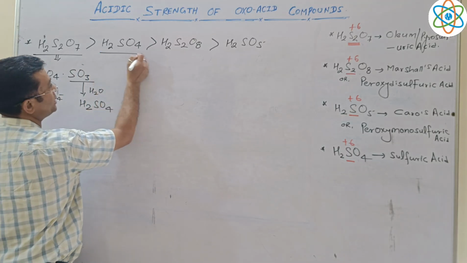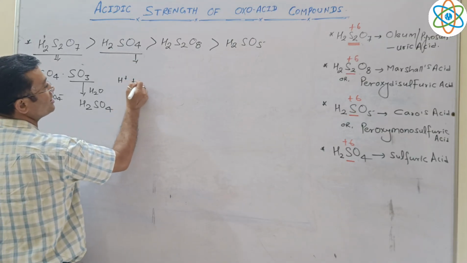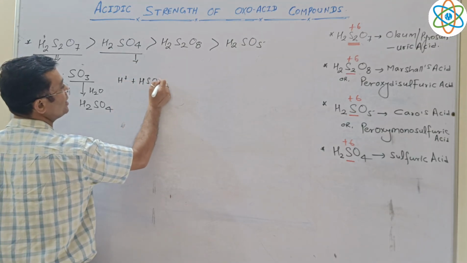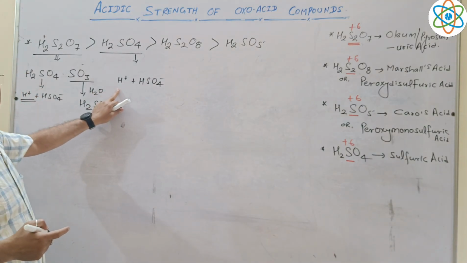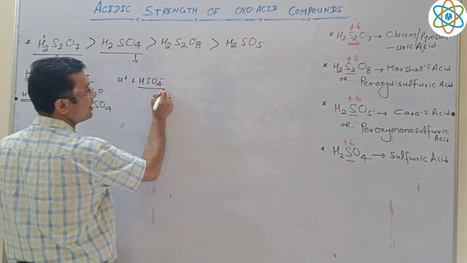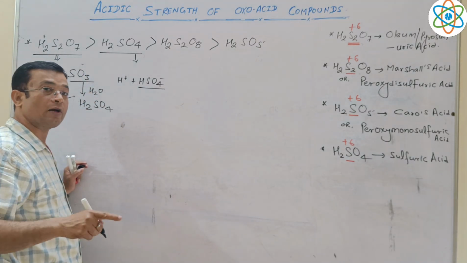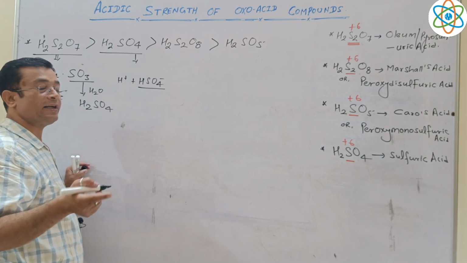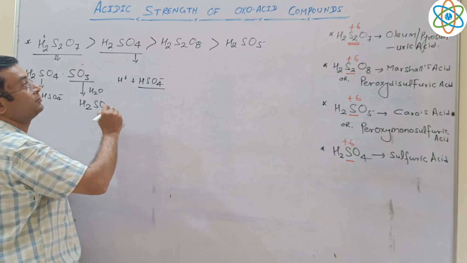Now here H2SO4 gives H plus and HSO4 minus. First of all, it is giving a hydrogen ion, means proton, therefore acidic. And here HSO4 minus, that is the bisulfate ion, is also a stable conjugate base. If it is a stable conjugate base, then acidic strength automatically increases.